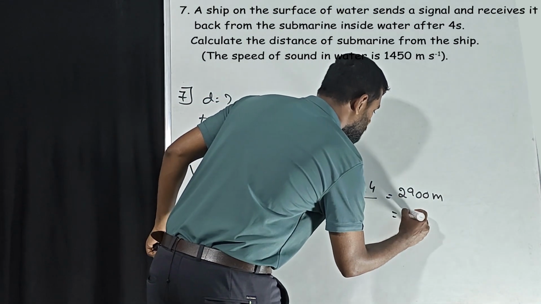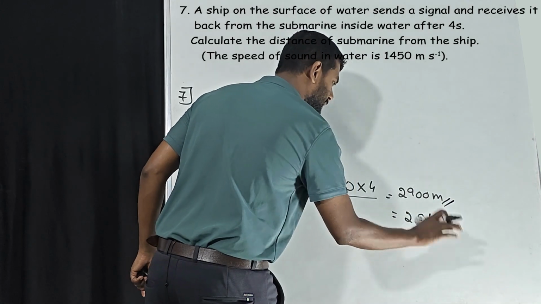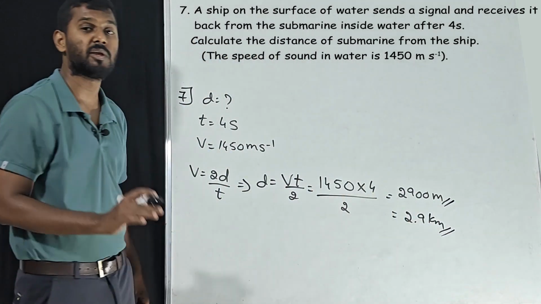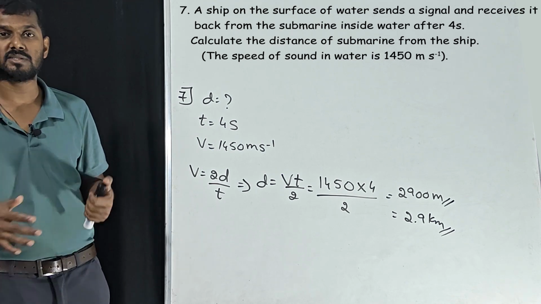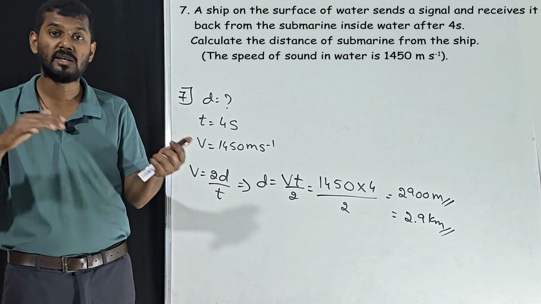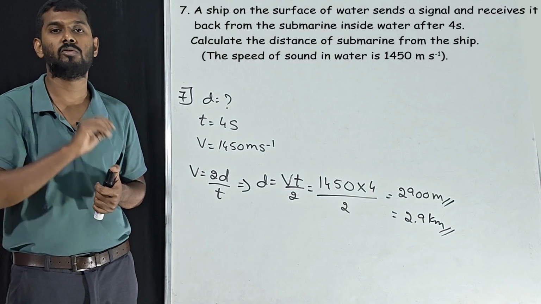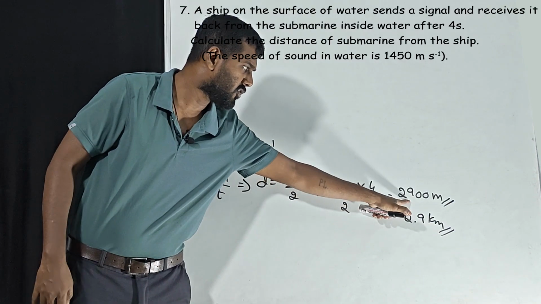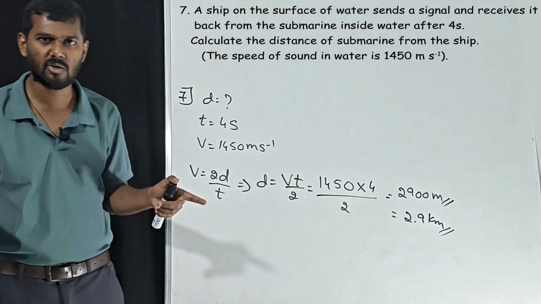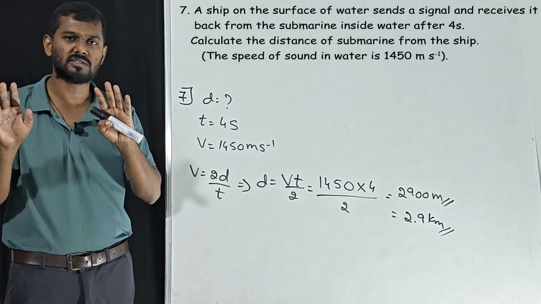Now you can write it as 2.9 kilometers also, but if you keep it in meters, you will get the full marks. Many students I have seen, even though they get the proper answer at the end, unnecessarily convert into another unit, make a mistake, and lose marks. 1 mark will be deducted. That's why this is enough. Meter is the SI unit. If you get the answer directly in kilometers, that is also fine.